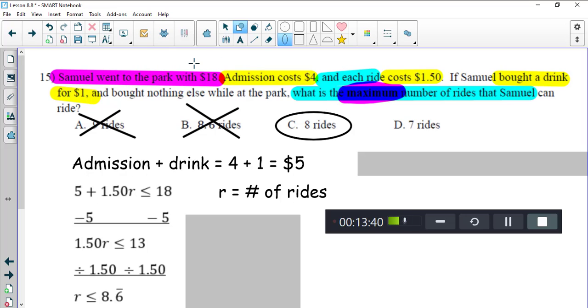If he rides 9 rides, I'm going to calculate that here. I'm going to do 5 plus $1.50 times 9. That's going to get him at $18.50. If he only has $18, he cannot ride 9 rides. So our next highest that he can ride is 8 rides. All right, let's finish up these guided notes.